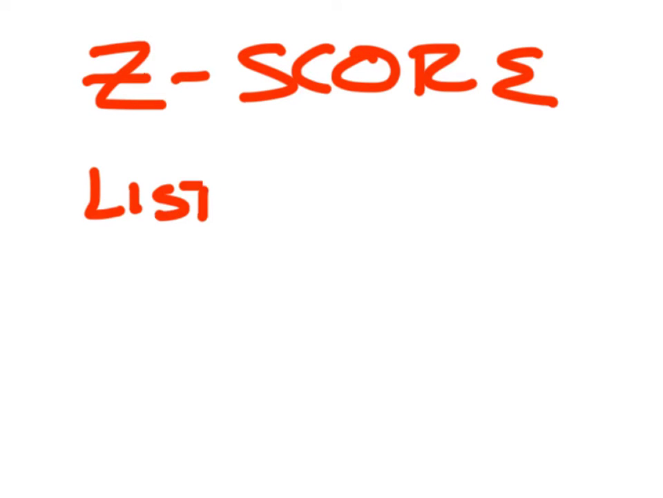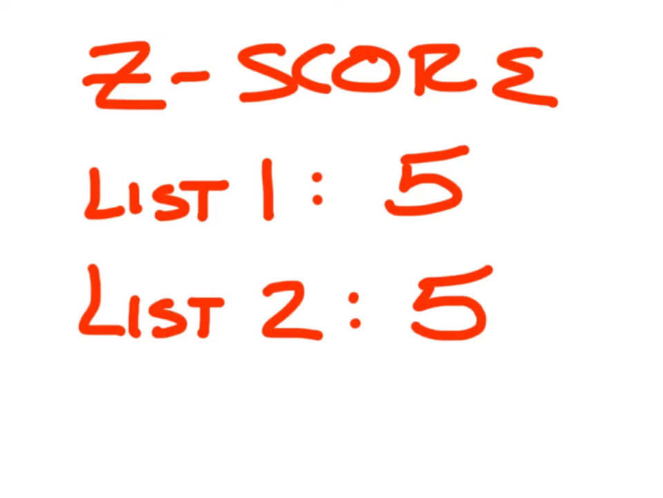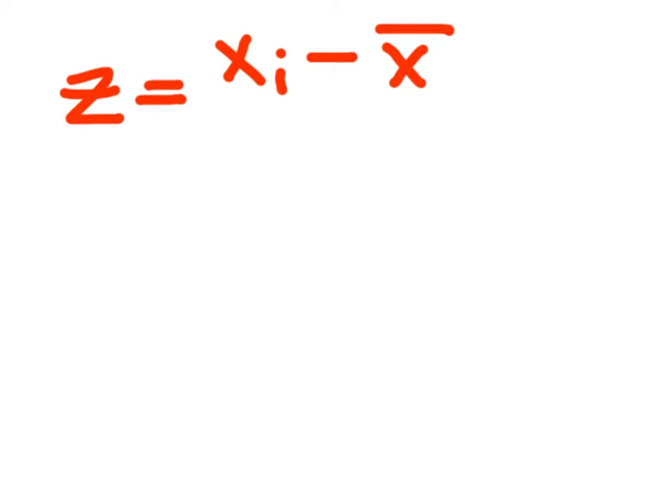Remember, from list 1, we're going to use 5. That's an item from the list we're using. And from list 2, it had a 5 in it, so that's why I chose it too. We're comparing those two numbers. And what you have to do is use the formula for finding a z-score. The formula for finding a z-score is the item minus the mean divided by the standard deviation. And I'll label those out.